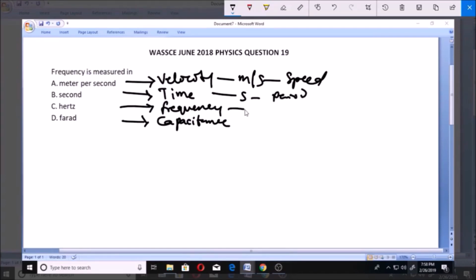Whenever you hear frequency, the unit is hertz. That is what you use as the unit for frequency. Farad is for capacitance of a capacitor. So the right answer is C, hertz. Hertz is what frequency is measured in.